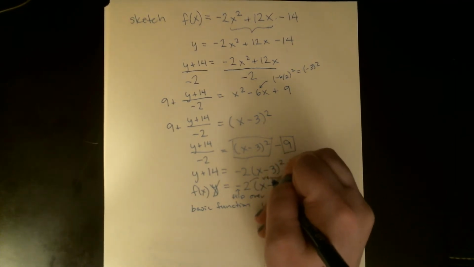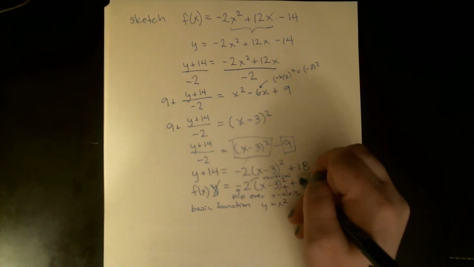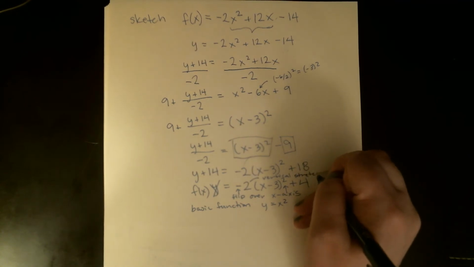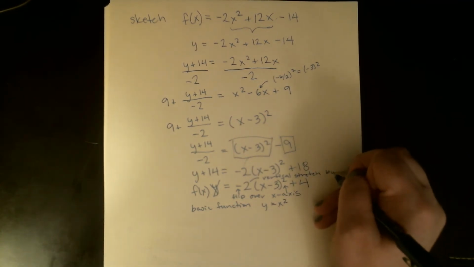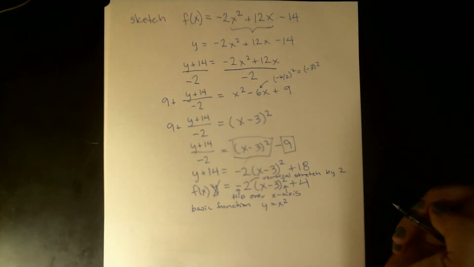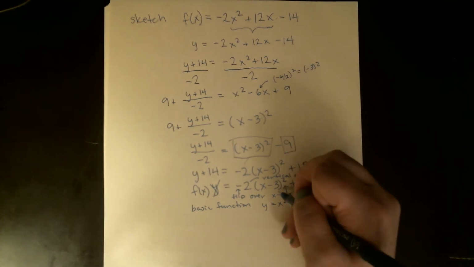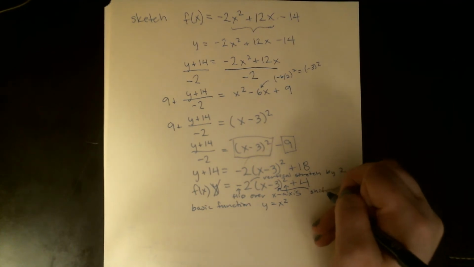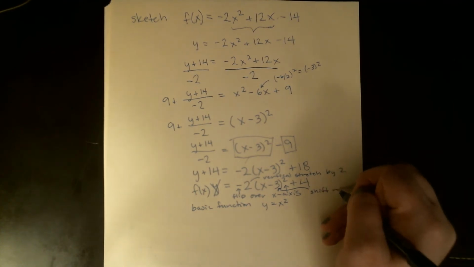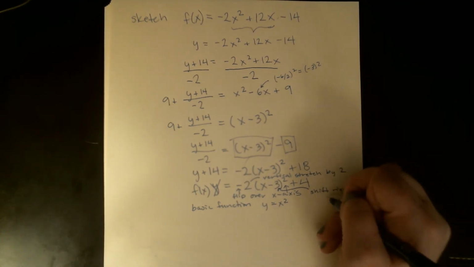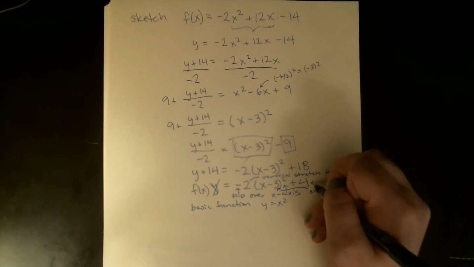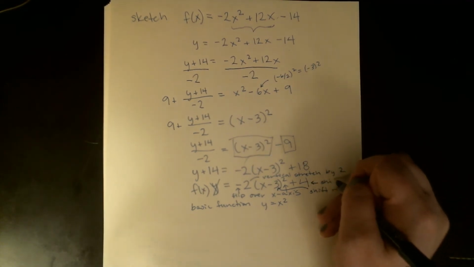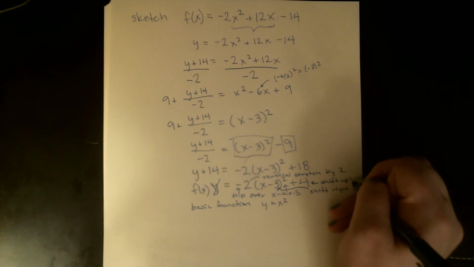This is vertical stretch by 2, so double all of your y values. This is shift, that one's affecting x's, so it's a shift right, opposite of what it looks like, 3. And then this last one is a shift up 4.